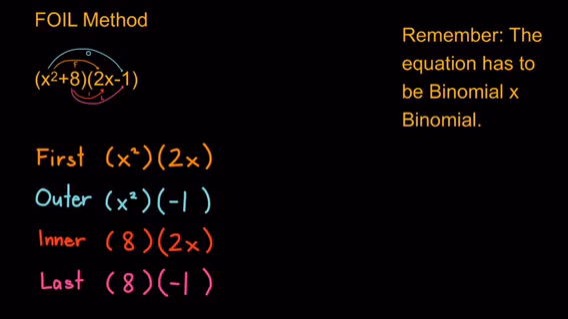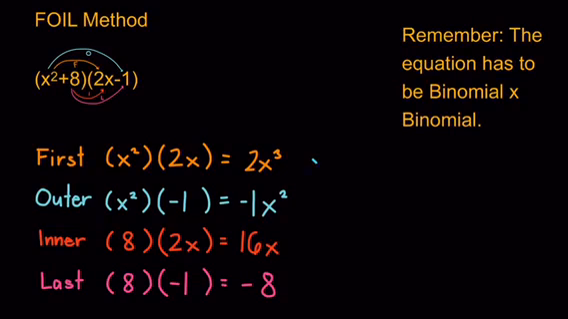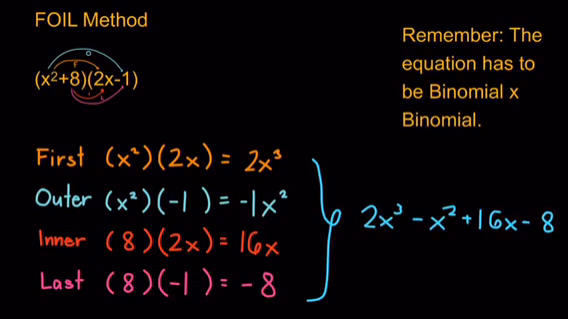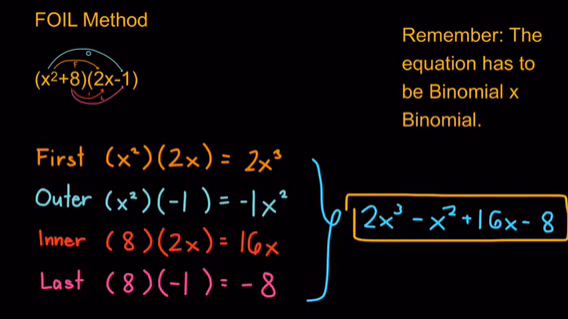So, x squared times 2x would be 2x cubed. X squared times negative 1 would be negative x squared. 8 times 2x would be 16x. And lastly, 8 times negative 1 would be negative 8. So the answer is 2x cubed minus x squared plus 16x minus 8.